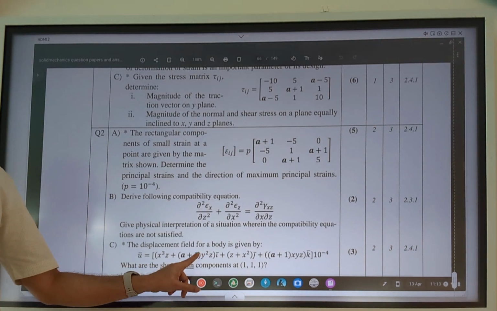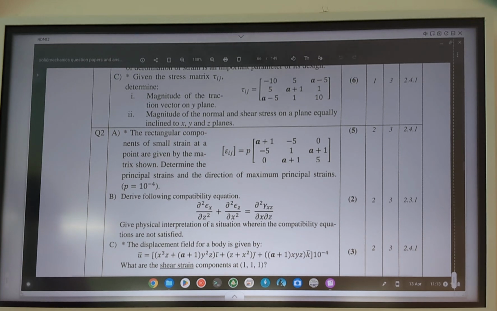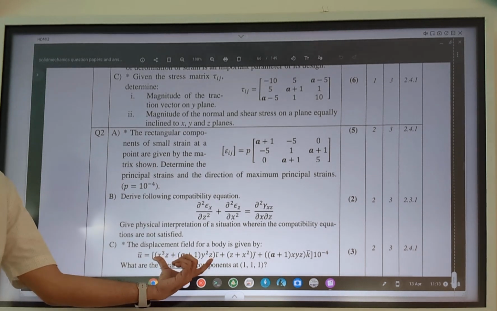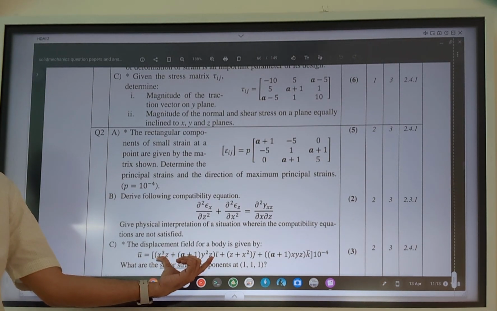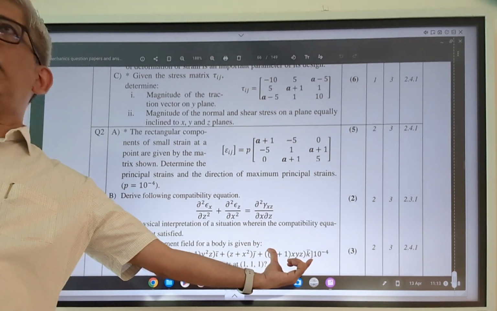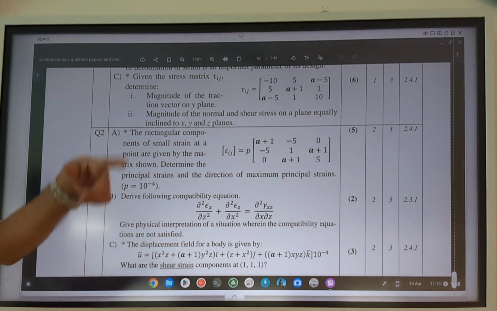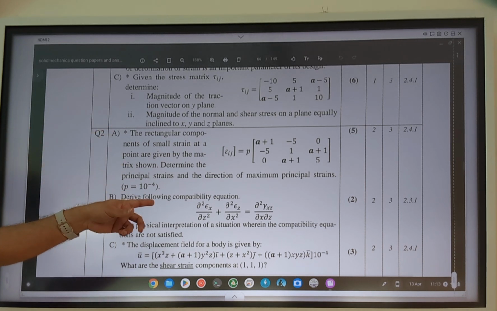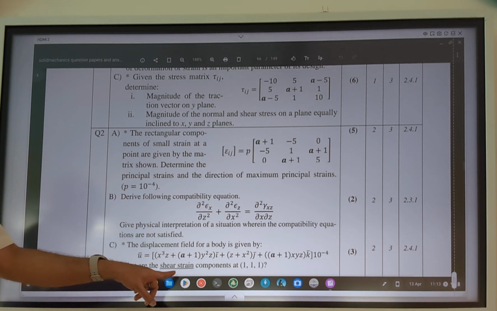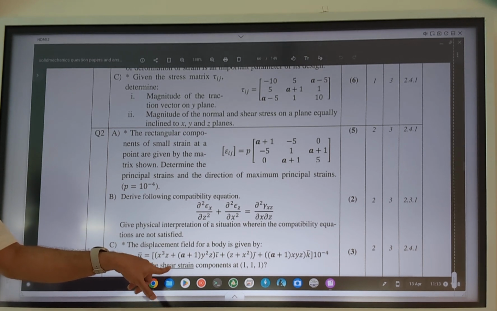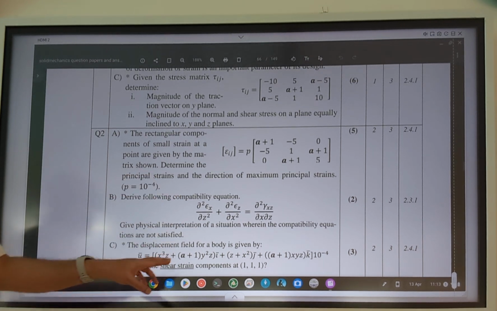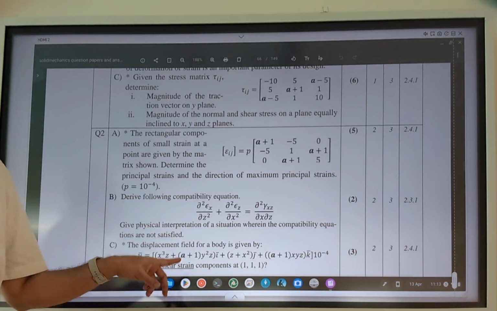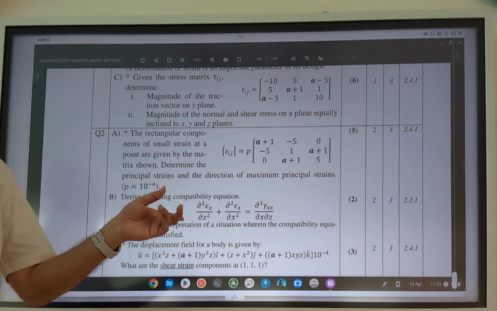Okay, how do you solve this last problem? Whatever is the multiplier for i bar, that is Ux, this is Uy, and this is Uz. Then you have to use those 6 displacement strain relationships to get the strain value. In this case, only shear strain is asked just to reduce your computational time. But you may be asked otherwise, so pay attention to what has been asked. If only one component is asked, answer only that.